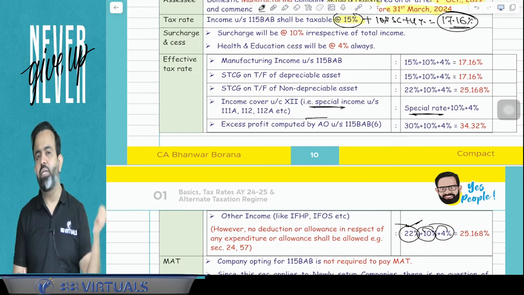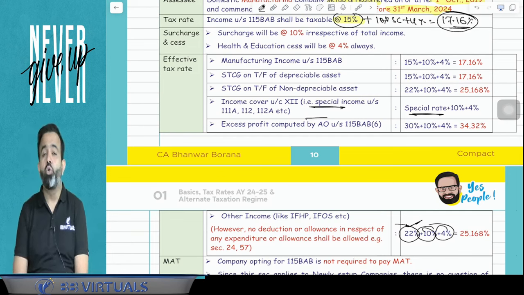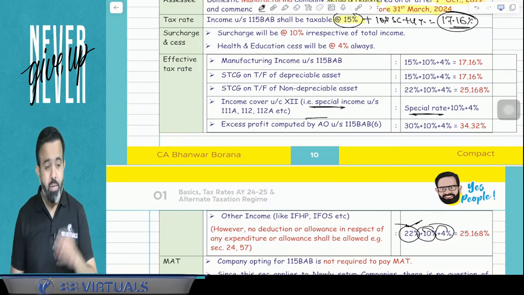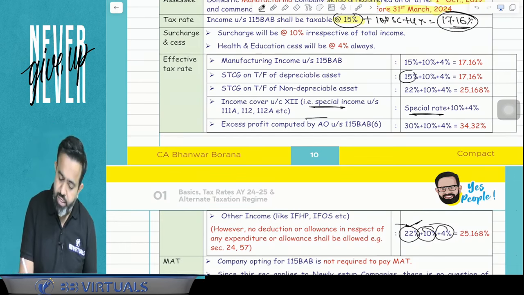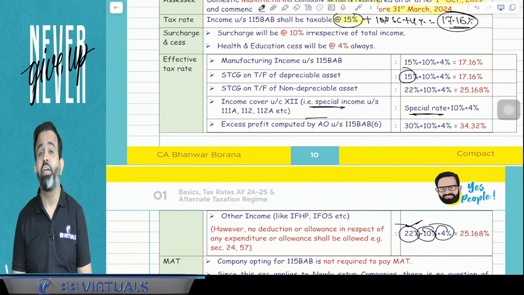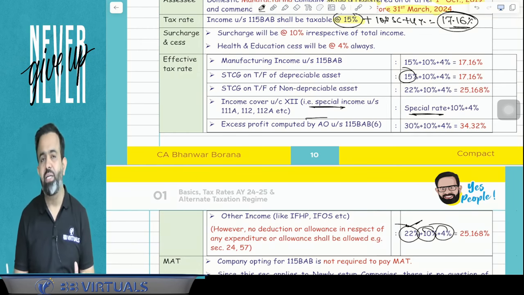But guys, if there is another short-term capital gain, then the lawmaker says that if that short-term capital gain is due to a depreciable asset, then your tax rate is only 15%. 15% plus 10% plus 4%. Why is it so? Because guys, on the depreciable asset, you know that you have claimed the depreciation earlier.